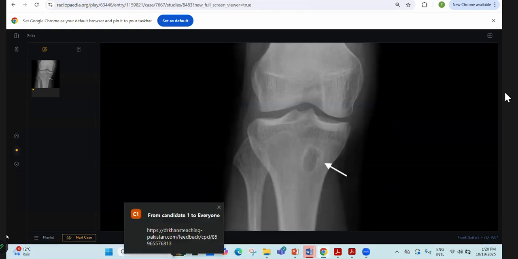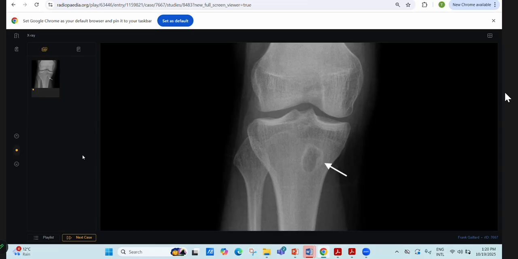Presented with frontal knee radiograph in an adolescent patient in which I can see a lucent lesion with sclerotic margin in the central portion, medulla, of the proximal tibial metaphysis. It has got a narrow zone of transition. I cannot see any periosteal reaction, cortical break, or soft tissue component, and there are well-defined sclerotic margins.